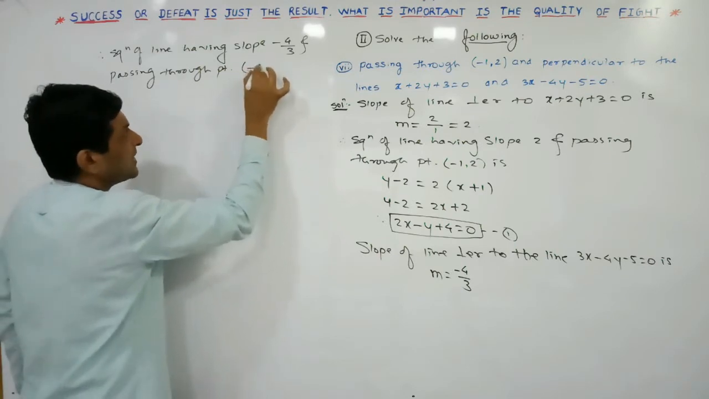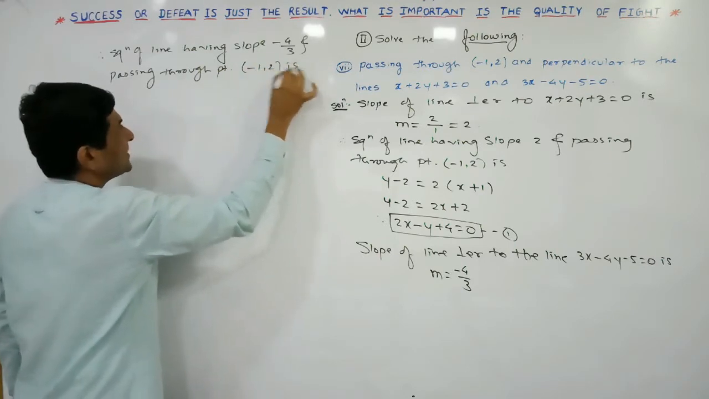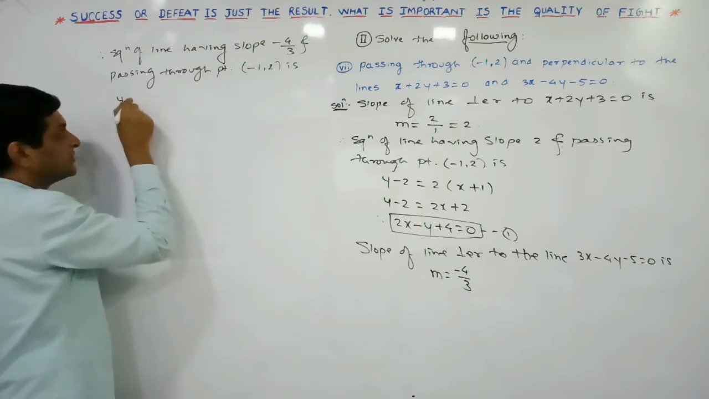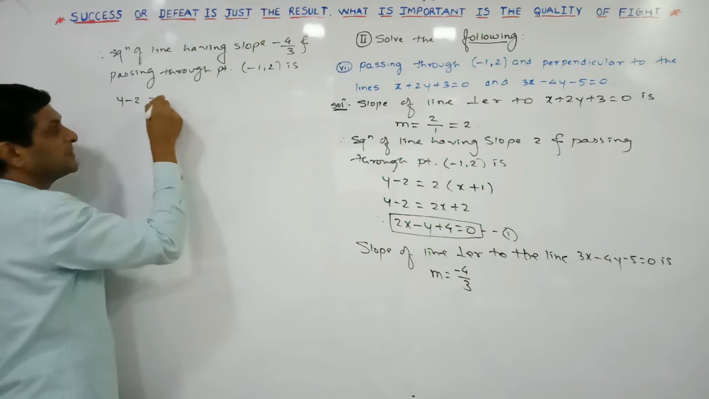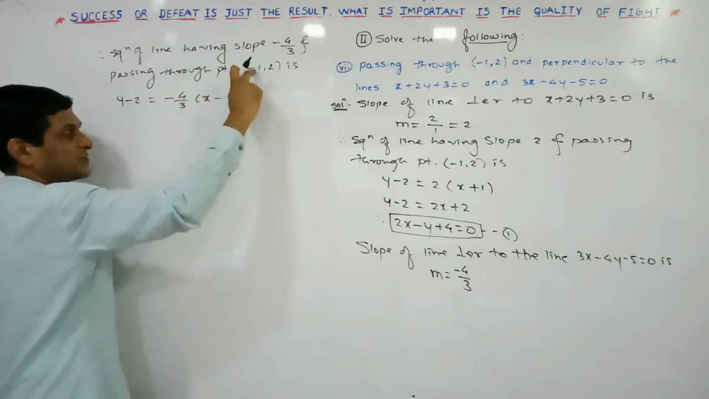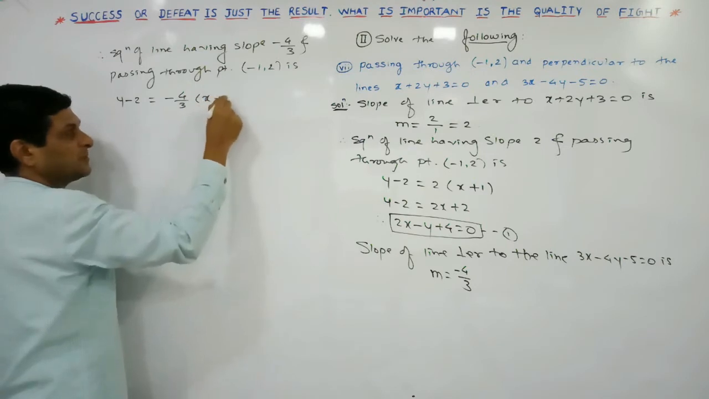Coordinate of the point are (-1, 2). Again we are applying the slope point form: y minus y1, y1 is 2 here, is equal to m, m is minus 4 by 3, into x minus x1. x1 is minus 1, minus and minus will become plus 1.